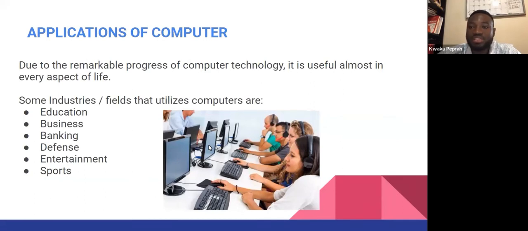Now, let's talk about some applications of computers. We use computers in so many different industries in our lives. They can be very useful in different fields. In the previous lecture, we talked about some fields like education, business, banking, defense, entertainment, and sports. All these areas can use and benefit from computers.